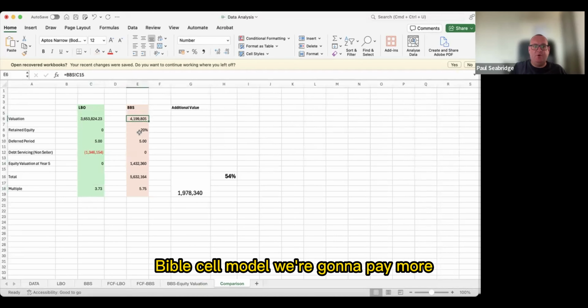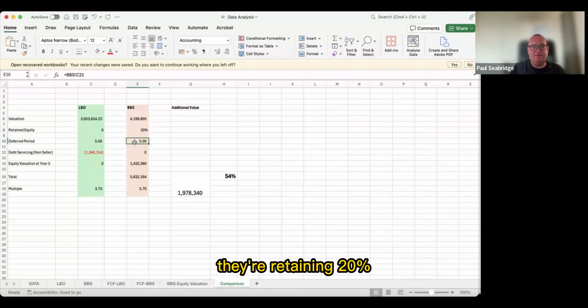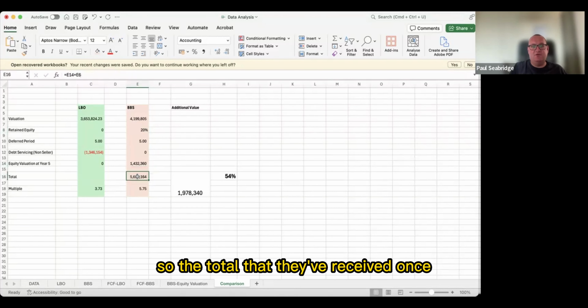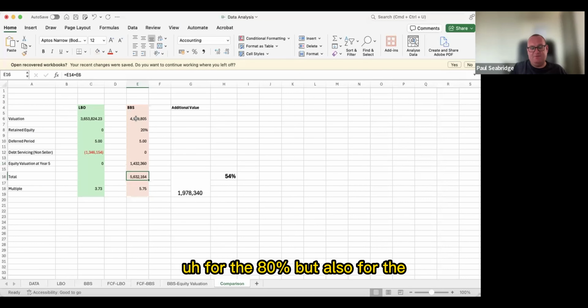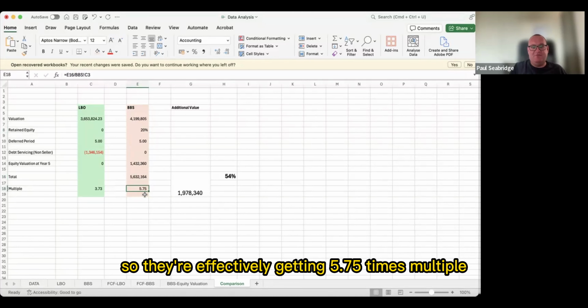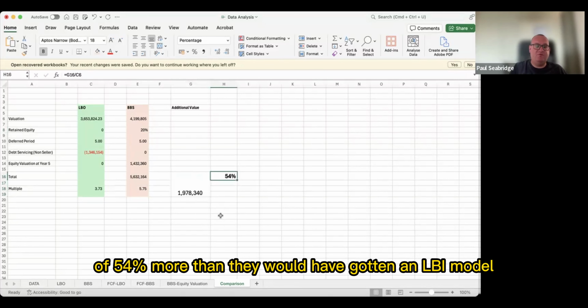In the buy, build, sell model, we're going to pay more. We're going to pay 5.2 million for 80%, which is the 5.3 that the business was valued at. They're retaining 20%, still paying them over 5 years. The equity valuation at year 5, we're saying that that's likely to be worth 1.4 million. So the total that they'd receive, not just from the initial consideration for the 80%, but also once we sell the overall group, is 5.6 million. So they're effectively getting 5.75 times multiple, which is an uplift of almost 2 million in this example, or 54% more than they would have got in an LBO model.